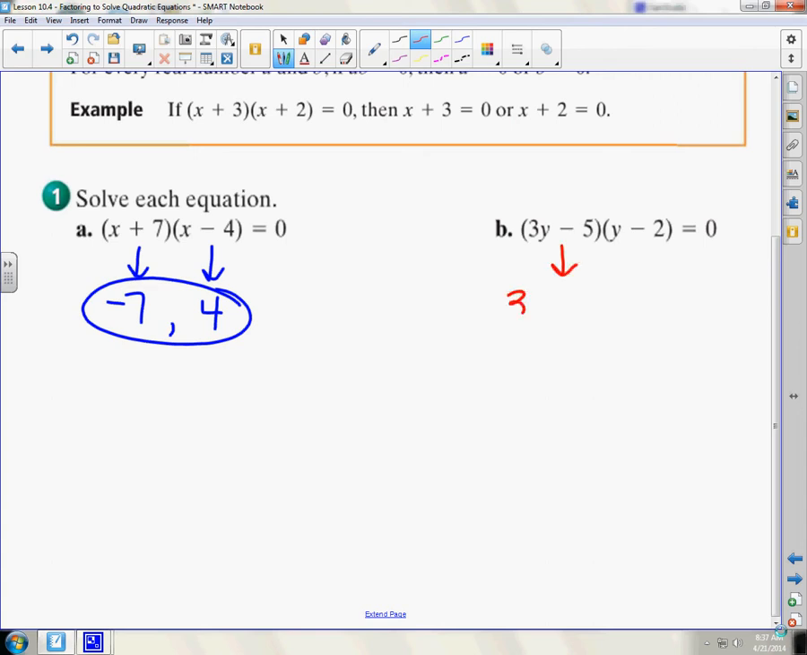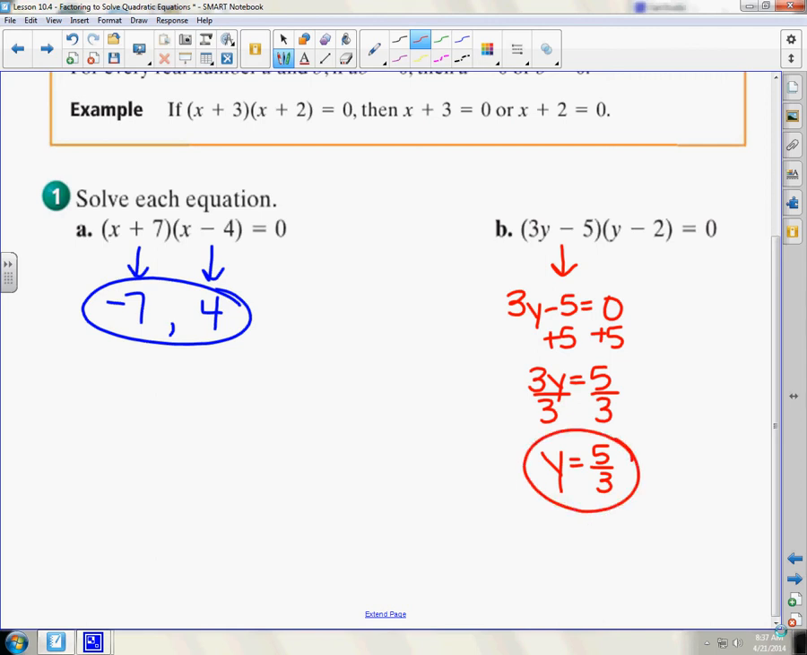This one, I have 3y minus 5, and I want it to equal 0. So I'm going to add 5 to both sides, then I get 3y equals 5. Divide by 3, so y equals 5/3. Kind of strange. And then this one is 2. So my two answers are 1 2/3, or 5/3, and positive 2.